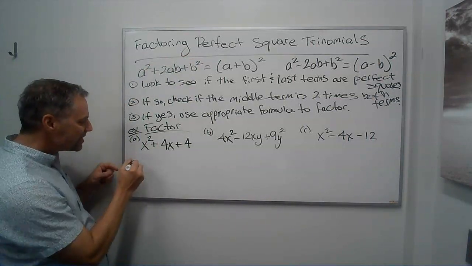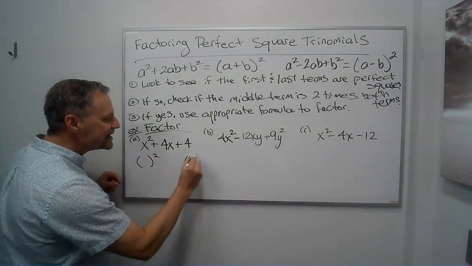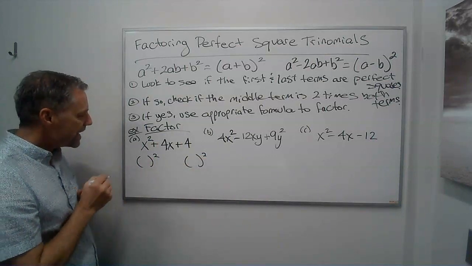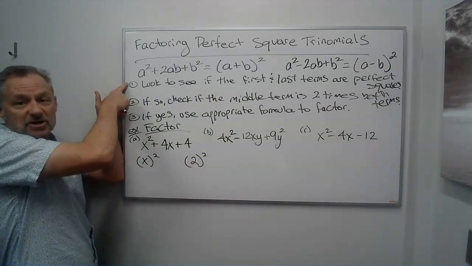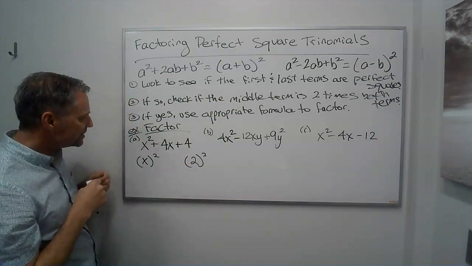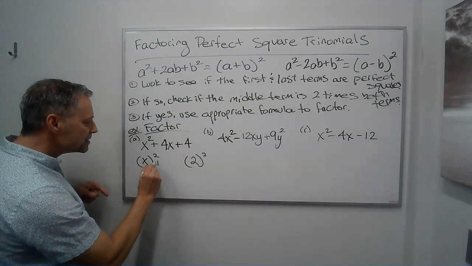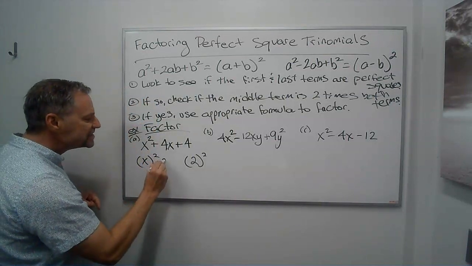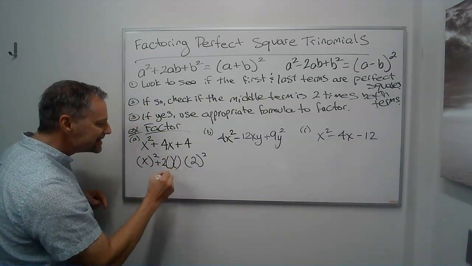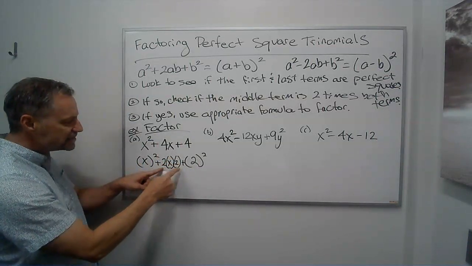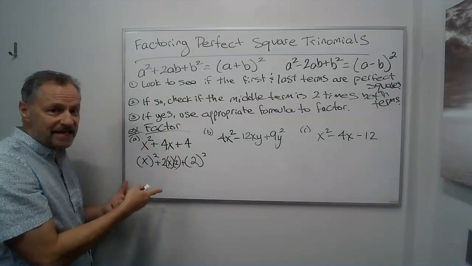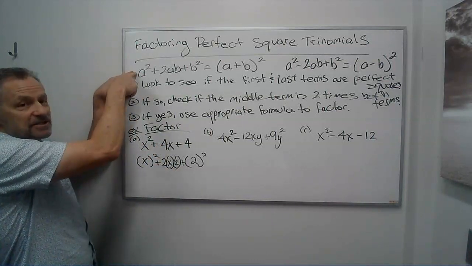So we look here and we say, okay, is this something squared and is this something squared? And in fact, it is. This is x squared. This is 2 squared. All right, so we've checked our first box. So now we go to the next one. We've got a plus, so just pull down the plus. Is this 2 times each of these? 2 times x times 2 is 4x. Yes, it is. So in fact, it fits this form.